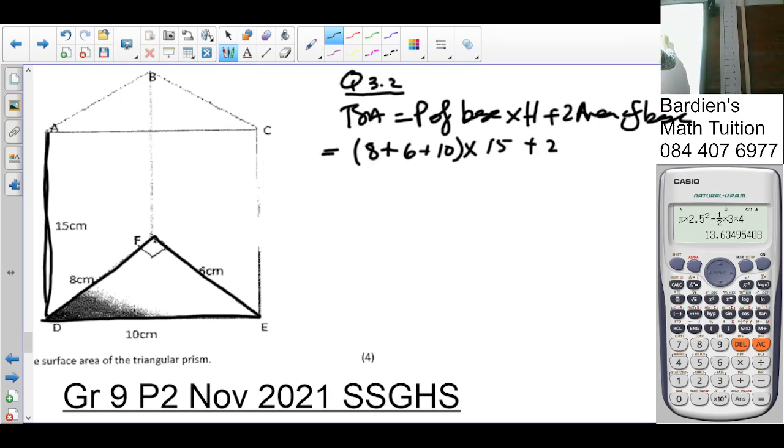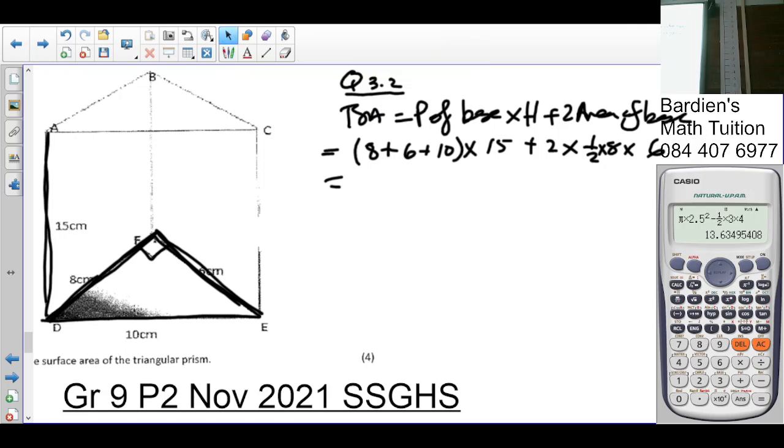plus 2. Area of base, how do you calculate the area of a triangle? So half base times height. So what's going to be your base here? 8, yes, and the height is going to be 6. Relative to the base is going to be the perpendicular height. So it's half base, which is 8, times height, which is 6. 6 plus 8 is 14, 24. 24 times 15.